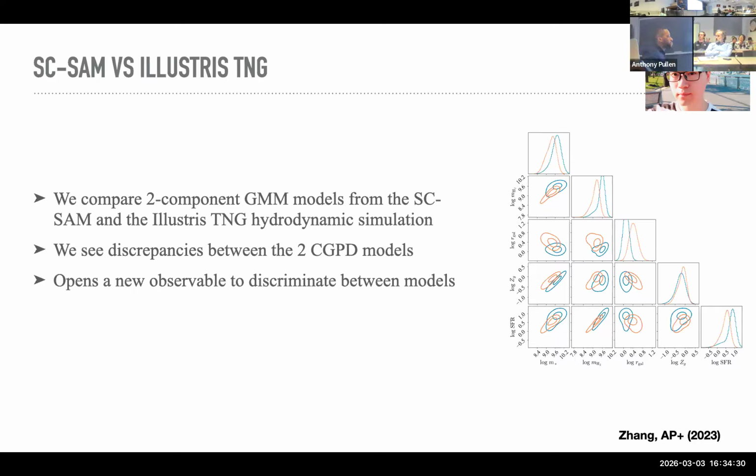So IllustrisTNG was made with Arepo, but what were the SAMs made with? Or what is the difference in the feedback model between the simulations that were used between the SAM and IllustrisTNG? It's a good question. So the SAM was not trained on simulations. Part of it is calibrated based off of bright galaxy data. I believe Arepo was. Yeah, I would have to get back to you on that.